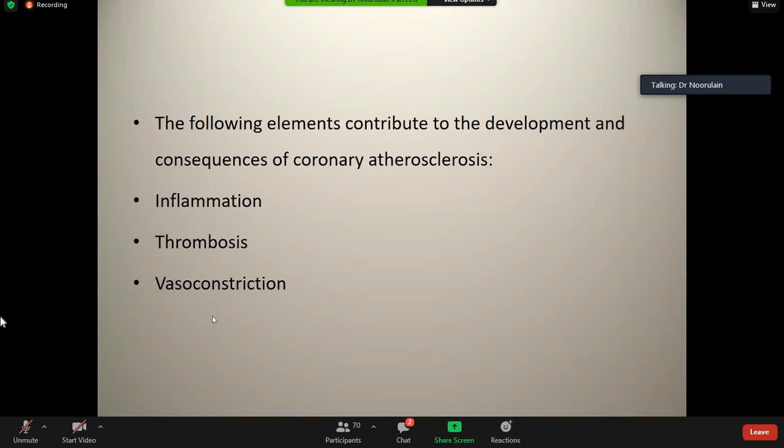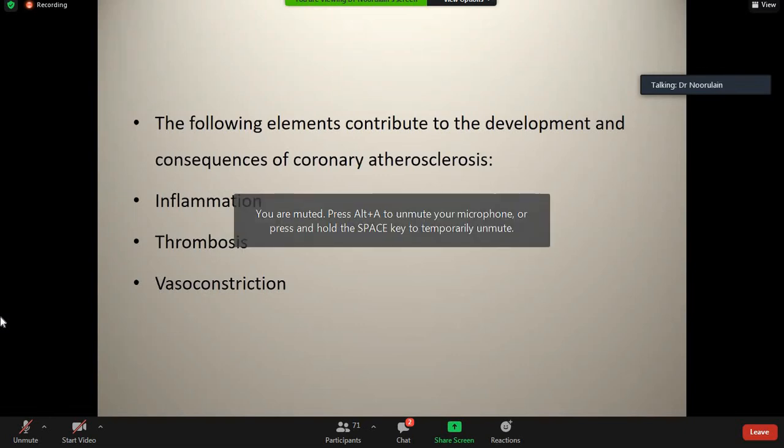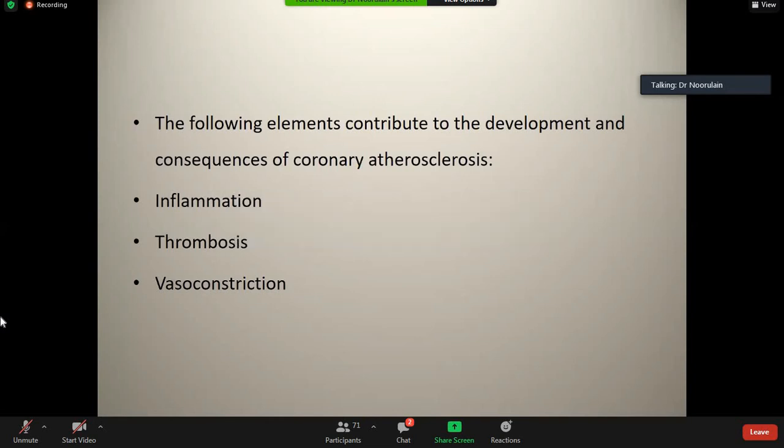And third is the vasoconstriction. Vasoconstriction directly compromises the lumen diameter, so it causes a decreased lumen diameter. Vasoconstriction can be stimulated by circulating adrenergic agonists and locally released platelet contents. Platelets release different ADPs and other contents to cause the vasoconstriction.